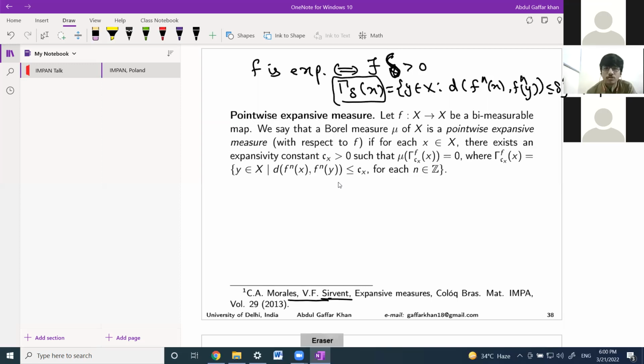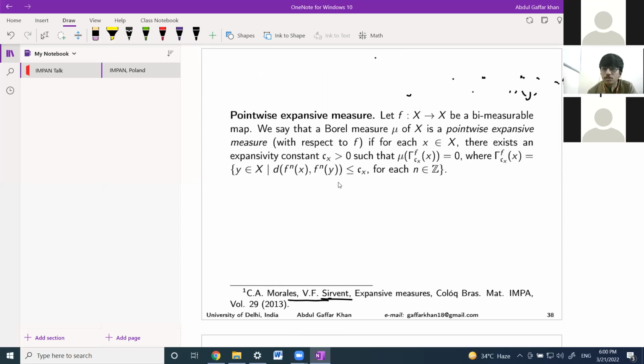This has motivated us to combine the notion of pointwise expansivity with measures to introduce the notion of pointwise expansive measures. We will see that many results proved for expansive measures and pointwise expansive homeomorphisms can be seen from the viewpoint of pointwise dynamics also. A measure is said to be a pointwise expansive measure if for each x we can find a constant c_x such that the measure of this set is 0. As in the case of expansive and pointwise expansive homeomorphisms, the constant will depend on the choice of point.